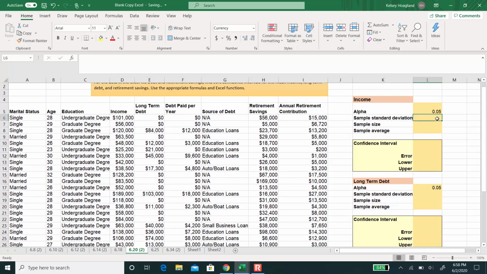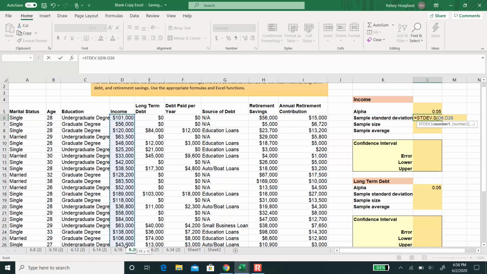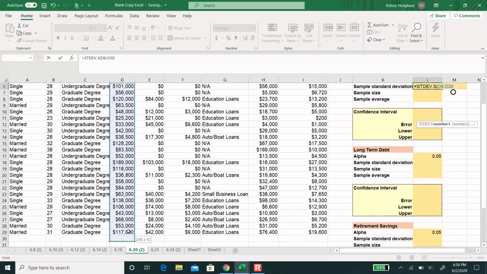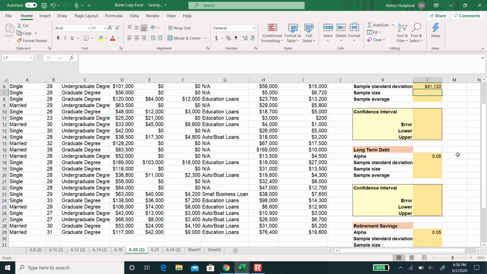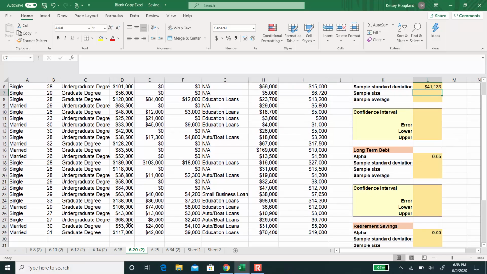And then we can go on to finding the sample standard deviation for income. So you hit the equals sign, and the standard deviation equation is STDEV for the sample. And then you just highlight the entire column, and then close your parentheses and hit enter. We get around $41,000.